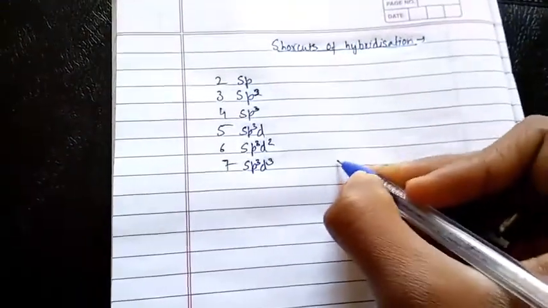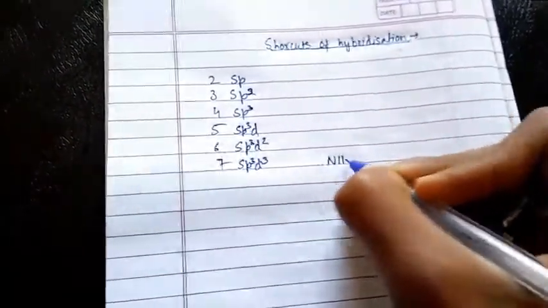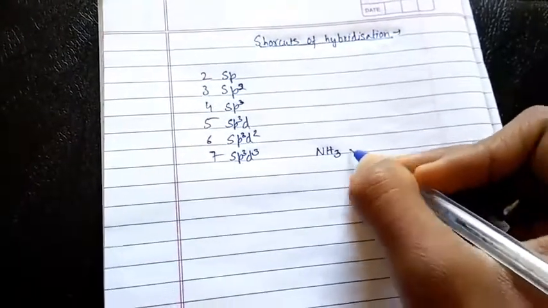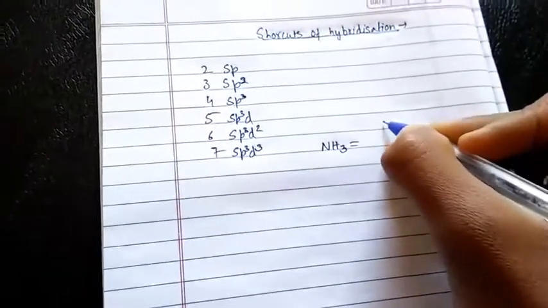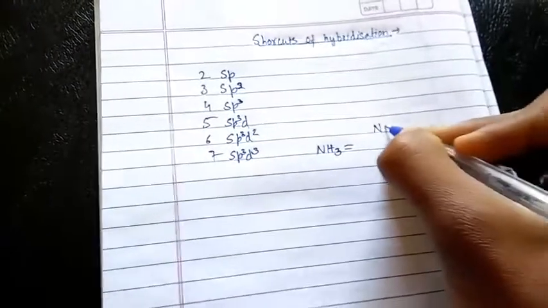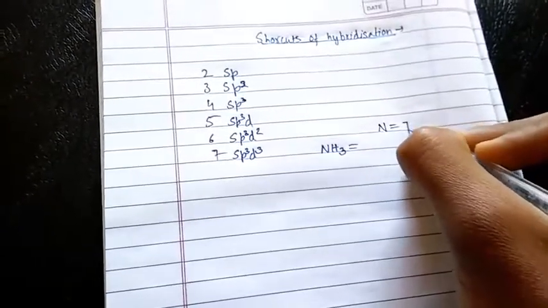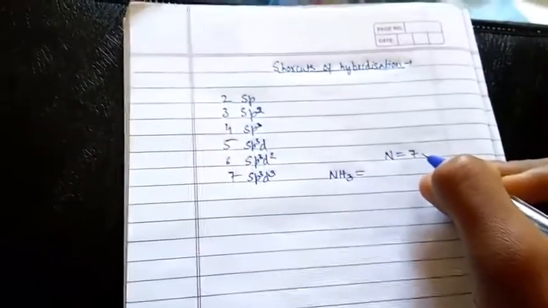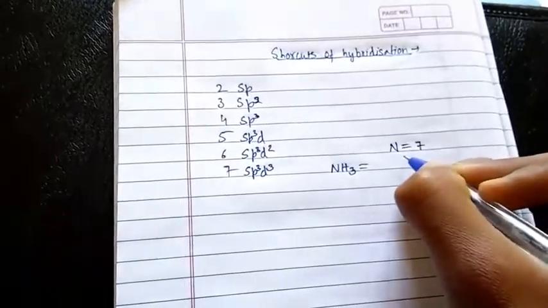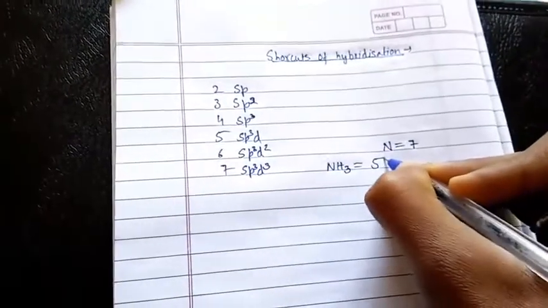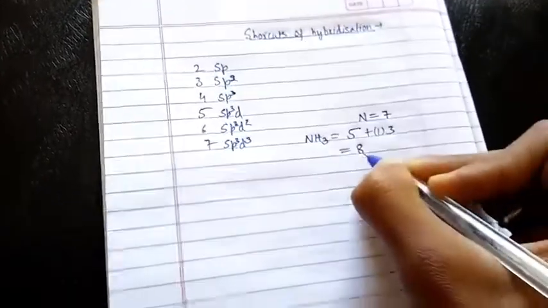Now let us take a compound or a molecule, that is NH3. First we have to check that the atomic number of nitrogen is 7 and the valence electrons present in the last valence shell of nitrogen is 5, and in hydrogen it is 3, and 5 plus 3 is 8. This is 8.